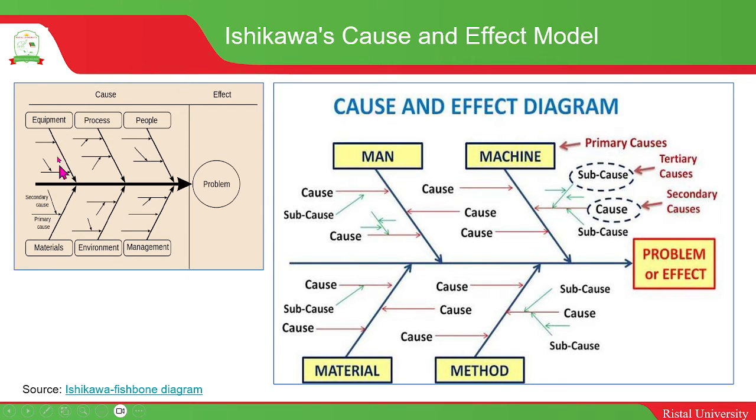So these primary causes, for example in this diagram, we look at the cause here, and then we have the effect. So the cause is the primary causes. We look at equipment as a primary cause of this problem, processes, the people, materials, environment, and then the management. So let's take, for example, this is our whole healthcare system, and we have a problem here.